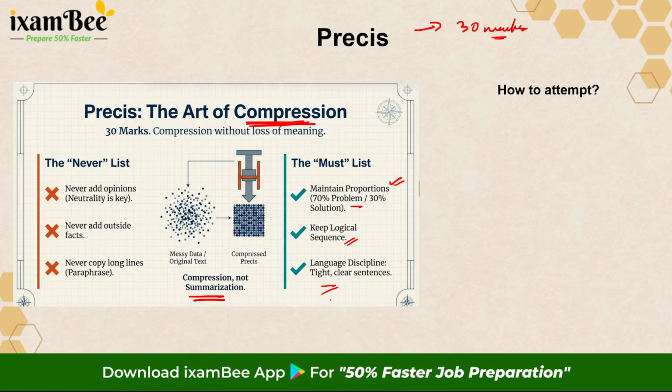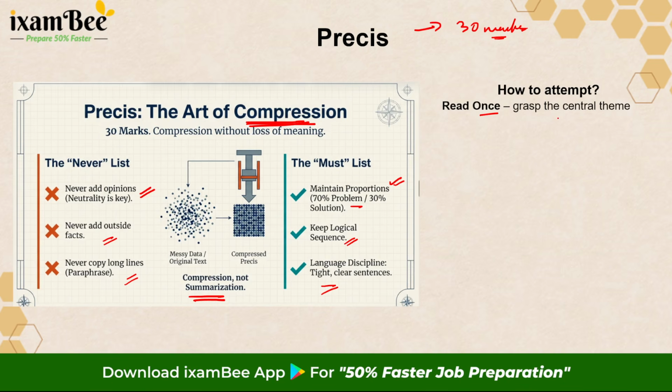Do not use unnecessary words or elongated sentences. Never add your own opinions. You have to compress, remember, not summarize. Never add any outside facts, and never copy lines from the passage itself. So how do you attempt it?